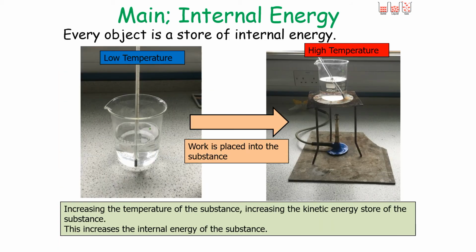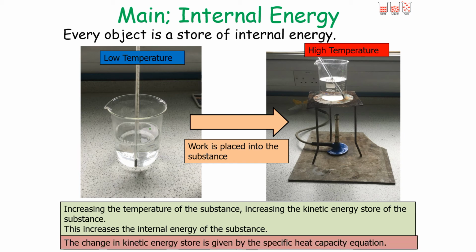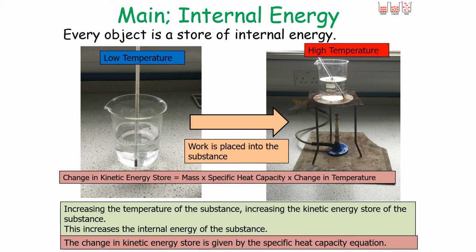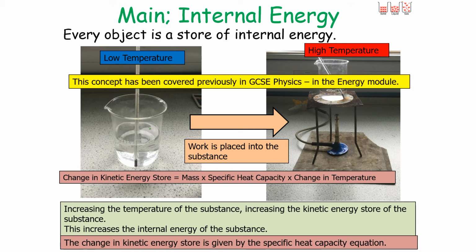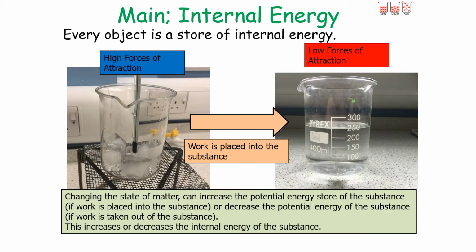So increasing the temperature of the substance can be carried out by placing work into the substance. This increases the kinetic energy store of the substance and increases the internal energy of the substance. So the change in the kinetic energy store is given by the specific heat capacity equation: E equals m times c times change in T. Now remember, another name for the kinetic energy store of the internal energy is the thermal energy of the object. Now this concept has been covered previously in the GCSE Physics Energy module.